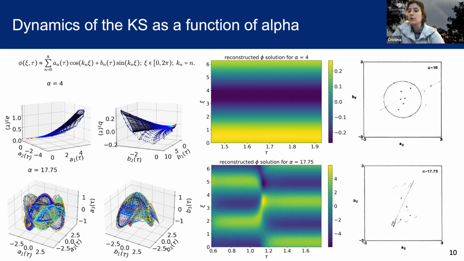A phase plane of the transient corresponding to the second sine and cosine coefficients A2 and B2, shown in the plot, shows that it approaches a stable rotating wave for alpha equals 16. A phase plane projection for these coefficients for alpha equals 17.75 shows that the solution approaches a pulsing wave. You can see this clearly from the reconstructed solution for alpha equals 17.75, where there are p over 2 translations in the spatial domain, and this corresponds to pulsing waves.